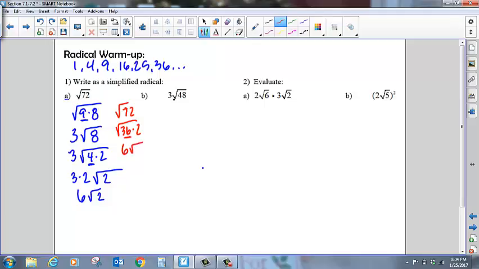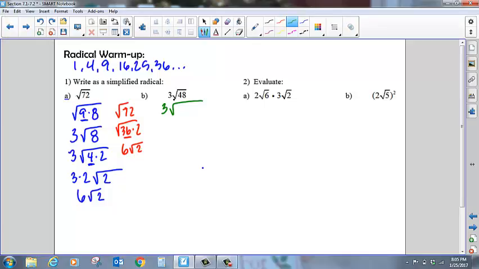You cannot take the square root of 2, so you leave it inside. But as you guys can see, you end up getting the same thing. Now for B, we're just going to drop down the 3, but we need to break up the square root of 48. So 48 is divisible by both 4 and 16.